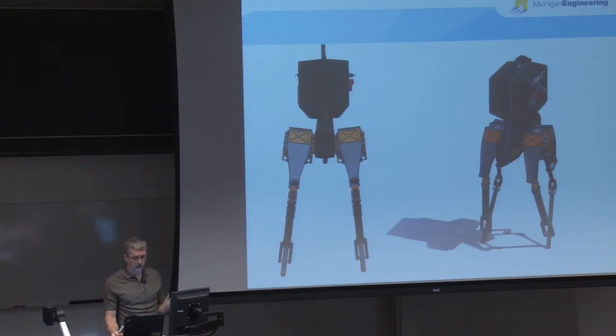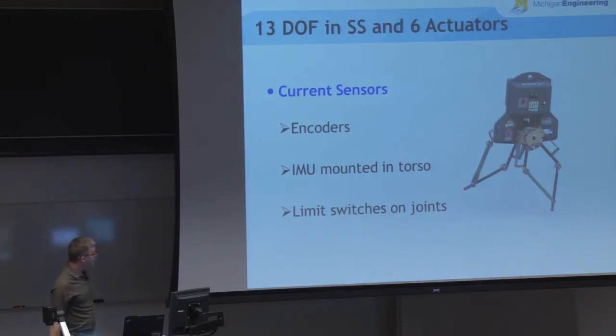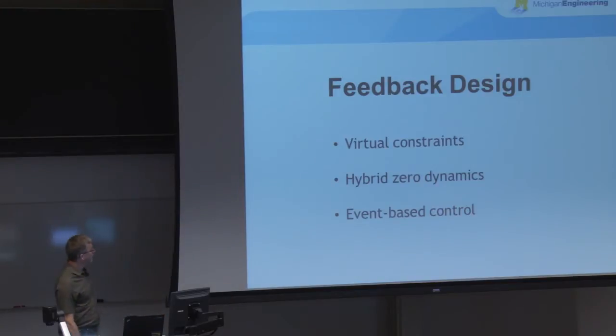That's the basic machine. The sensors on it are very minimal at the moment. It has encoders pretty much everywhere you would want one. There's an IMU mounted in the torso. Limit switches on joints for safety, to try to soften things up before you hit a hard stop, but that's it. There are no sensors in the feet yet, etc. Okay, so that's the robot.